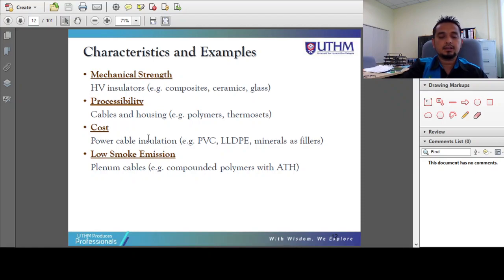These are some of the environmental issues related to the SF6 gas. And low smoke emission. In this recent world, we are talking about low carbon emission. The priority is for materials that can produce lower carbon emission compared to the conventional device. For example, we compound the polymer with ATH, a filler that is used to reduce the carbon flow.